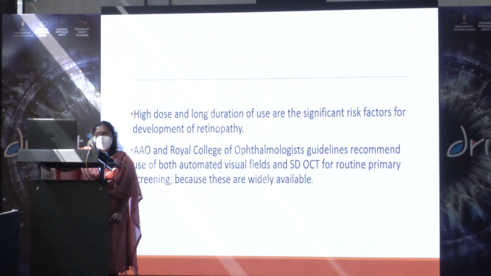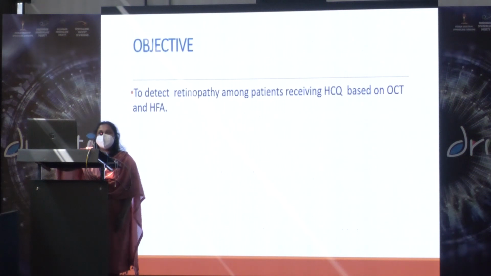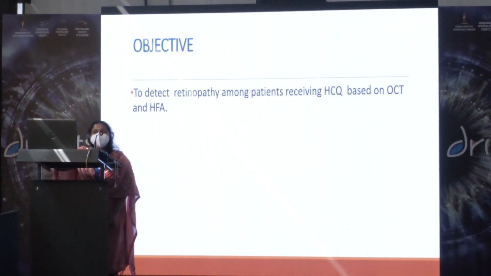AAO and Royal College of Ophthalmologists guidelines recommend the use of both automated visual field and spectral domain OCT for routine primary screening because they are widely available. Subjective screening tests like automated visual field and microperimetry, and objective screening tests like SDOCT, fundus autofluorescence, and multifocal electroretinogram are used. So coming to the objective: to detect the retinopathy among patients receiving HCQ based on OCT and HFA.